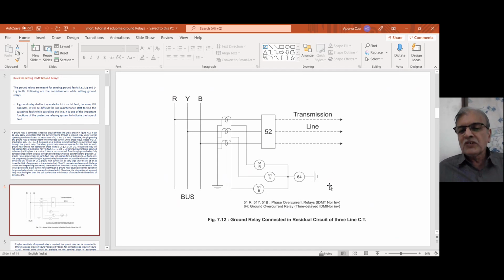Sum total of 3 phase current in a balanced system is always 0, and therefore no current passes through 64 usually, and therefore the setting philosophy does not demand for pickup setting to be higher than normal rated current. In phase overcurrent relay, our pickup setting, say of 50R, 50Y, 51R, 51Y and 51B, has to be more than normal rated current. Here, for 64, that is not the consideration.